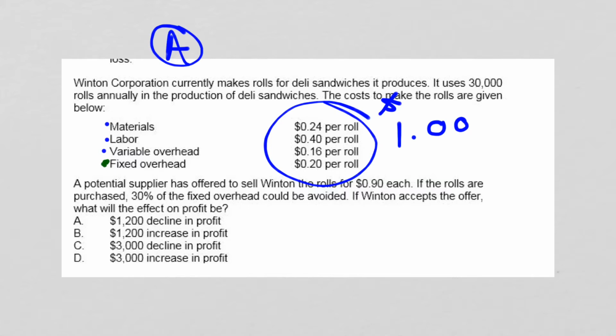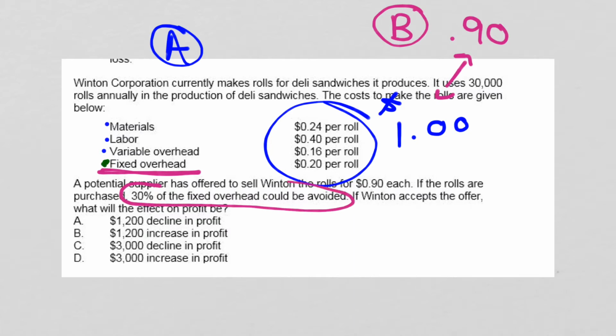So the choice, when we get to B, let's take a look at B. Choice B says we're going to be able to buy them for 90 cents each. Well, that sounds really good when you compare $1 to the 90 cents, but look at the facts, ma'am. The facts are that of the unavoidable cost here, what will you be able to save? 30%. So let's see what that means.